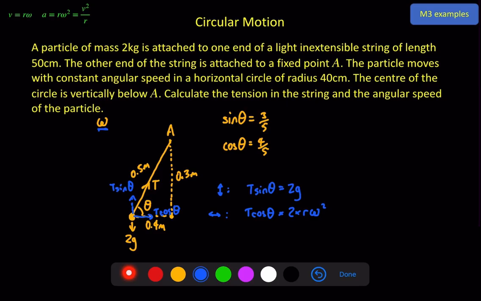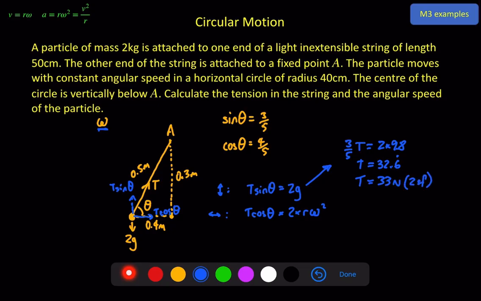It's quite straightforward. This gives us an answer straight away because we know sine theta is 3 over 5. So that 3 over 5 T is equal to 2 times, let's have 9.8, and then T must equal 32.6 recurring, and because I've used two significant figures for g, let me change that into 33 newtons, two significant figures.